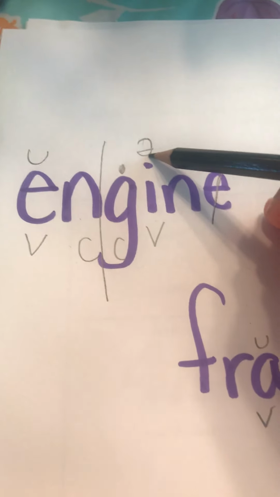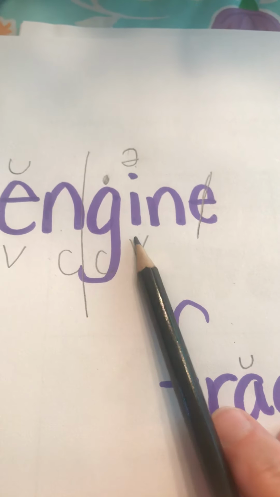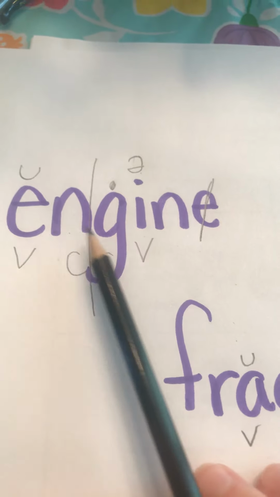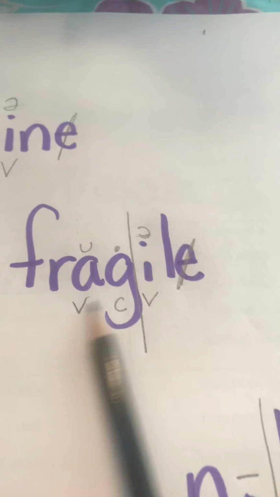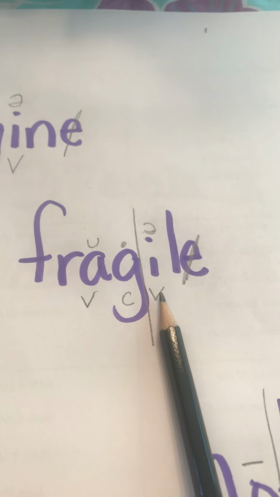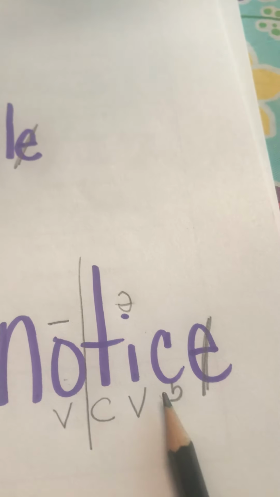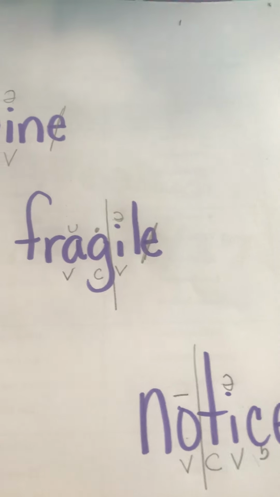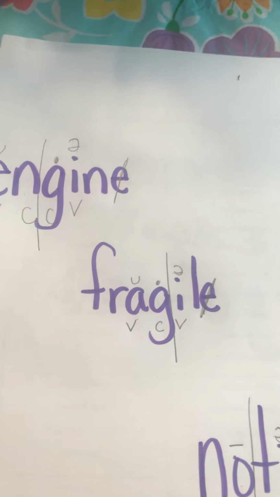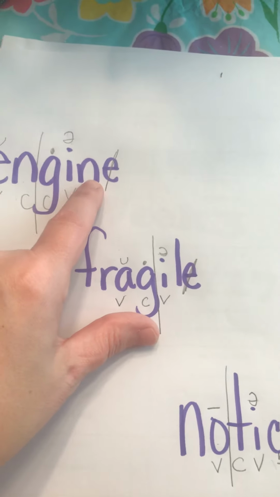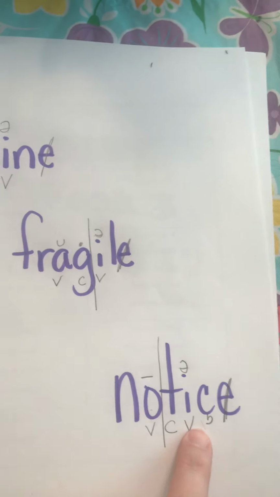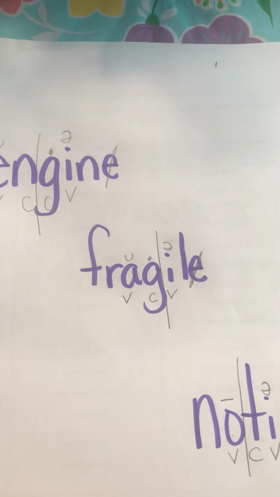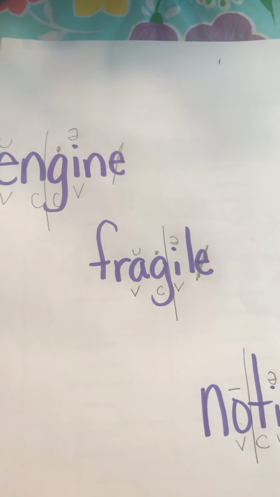I know that the schwa sound makes the vowels say uh. So engine. Oh, an engine. Fragile. Oh, easily broken. Notice. Oh, well, those are words that we definitely know. Okay, so when we see the letters I and E, ILE, or ICE on the end of the words, try the long I sound first, but if it doesn't sound right, try the schwa sound.